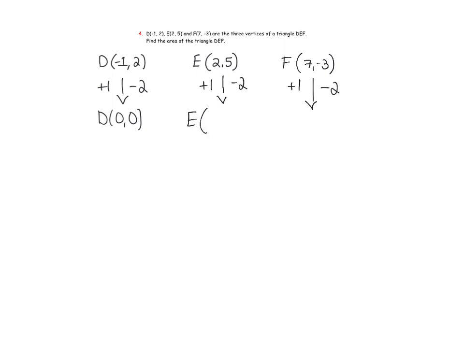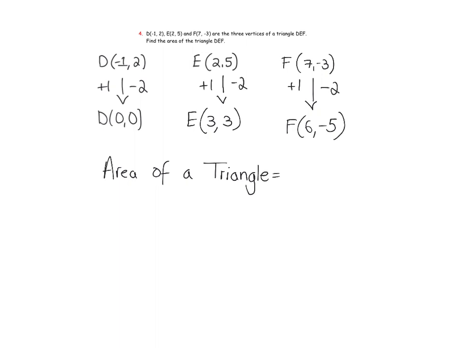So when I do that with E, it's going to become (3, 3), and when I do that for F, it's going to be (6, -5). Then we can get the area. So the area of a triangle, we have the formula, it's half modulus x1 y2 minus x2 y1.